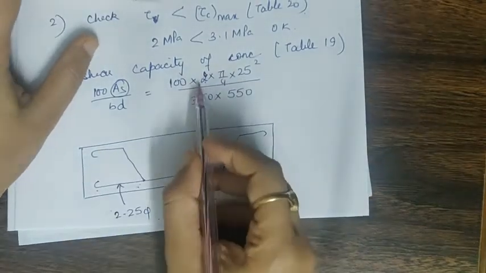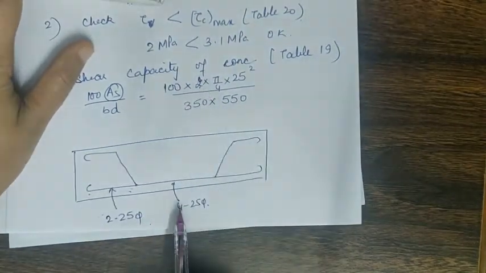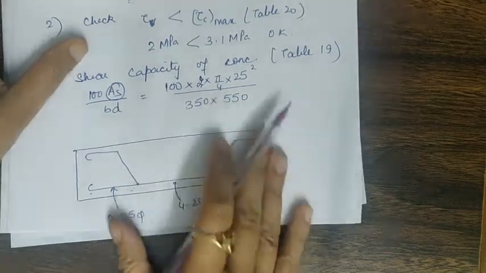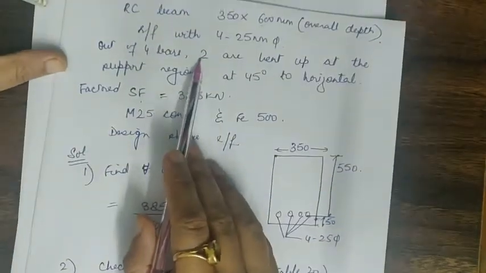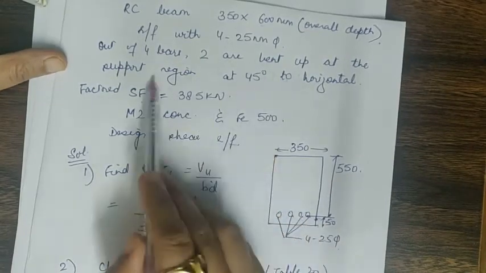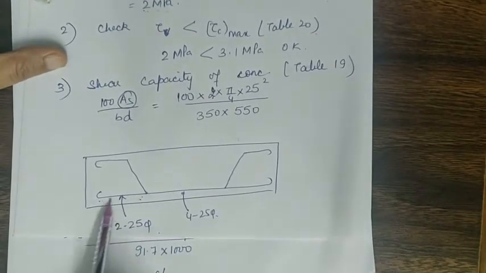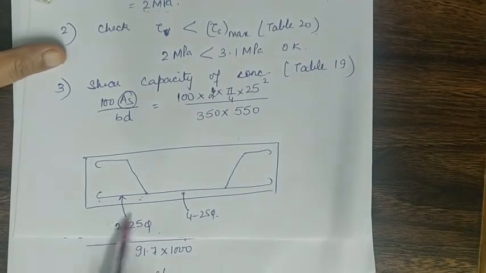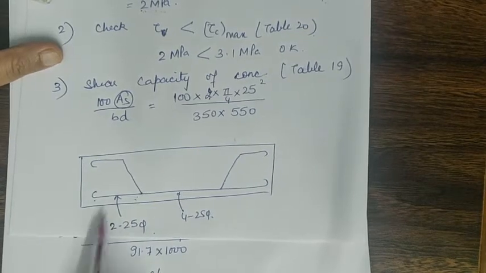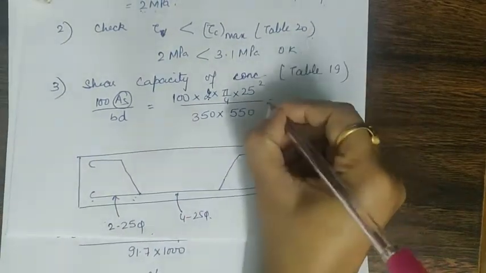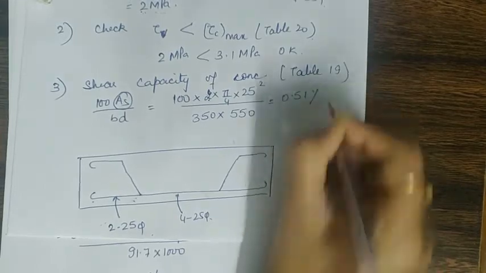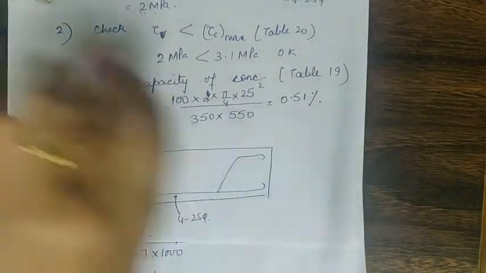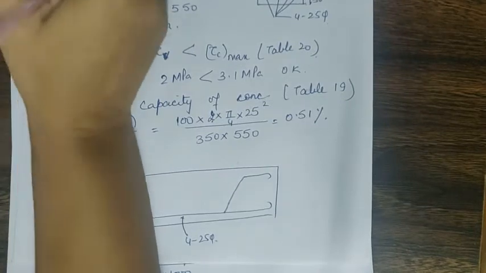I hope you understand why 2 is taken, not 4, because at the center there were 4 bars, but in the question it is written that out of the 4, 2 were bent up at the support region. So at the support, how many bars are actually there to resist shear, to act as tension reinforcement? There were just 2 bars. Okay, so this value is coming out to be 0.51%. So from this 0.51, we are using M25 concrete.